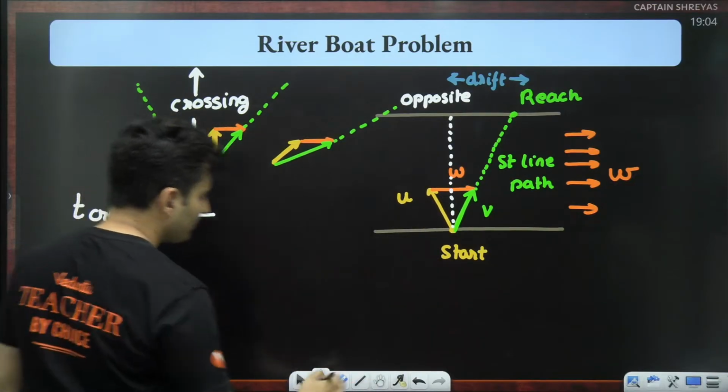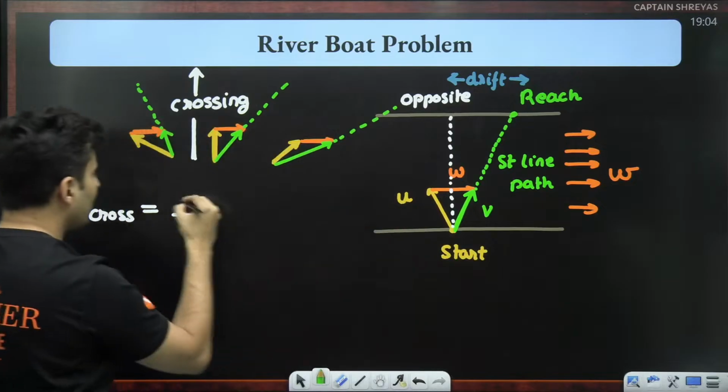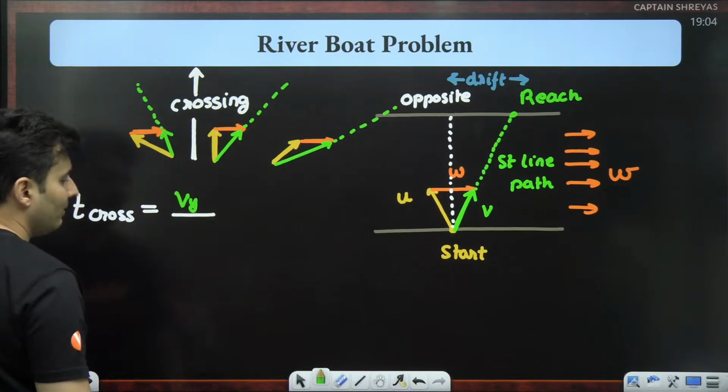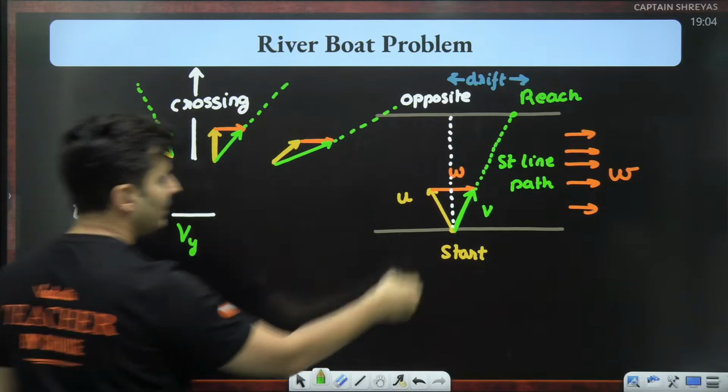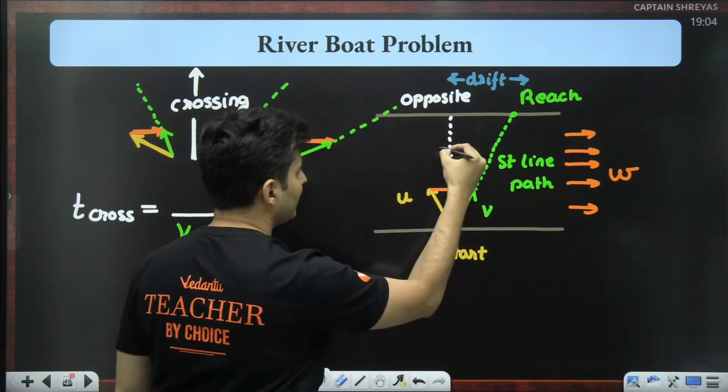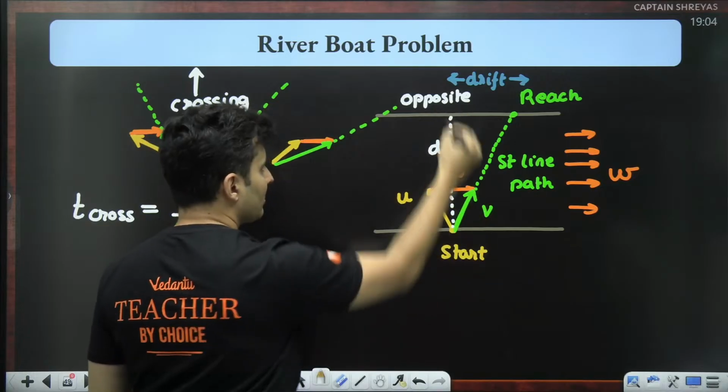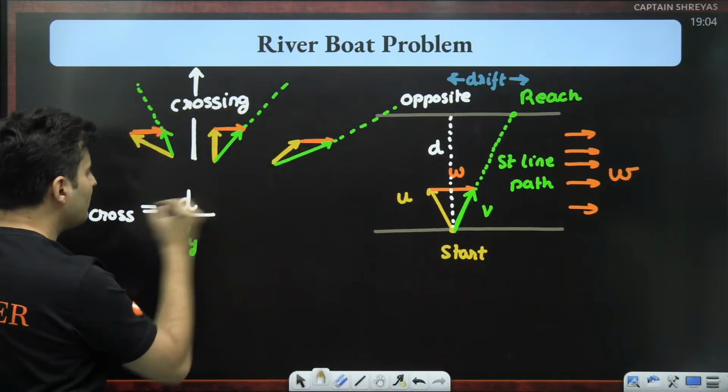It will just depend on the vertical Vy component of the velocity. Time is distance by speed. Let's say that the distance between the banks is d. So it will be d by Vy.